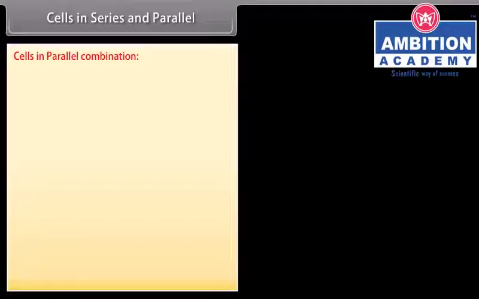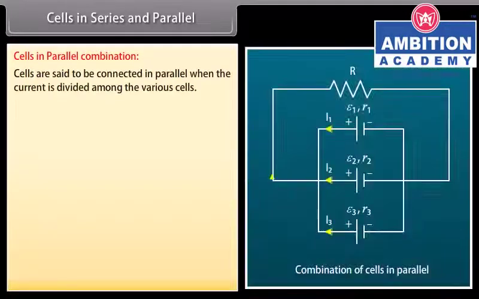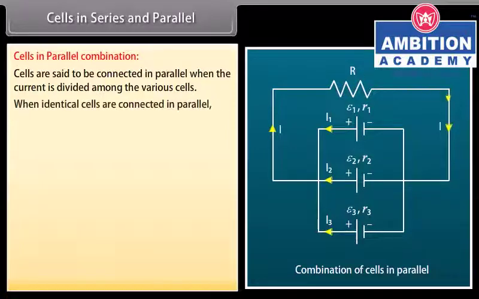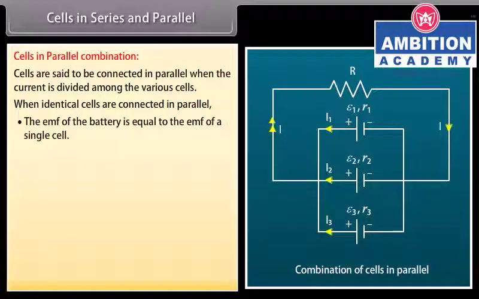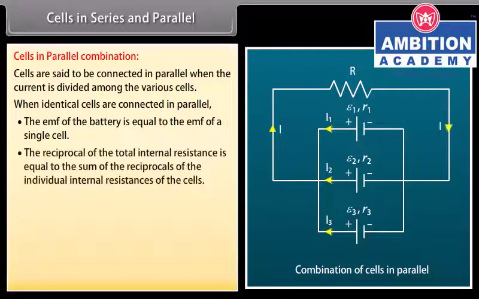Cells in parallel combination. Cells are said to be connected in parallel when the current is divided among the various cells. In ordinary parallel connection, all the positive terminals of the cells are connected together and all the negative terminals are connected together. When identical cells are connected in parallel, the EMF of the battery is equal to the EMF of a single cell. The reciprocal of the total internal resistance is equal to the sum of the reciprocals of the individual internal resistances of the cells.